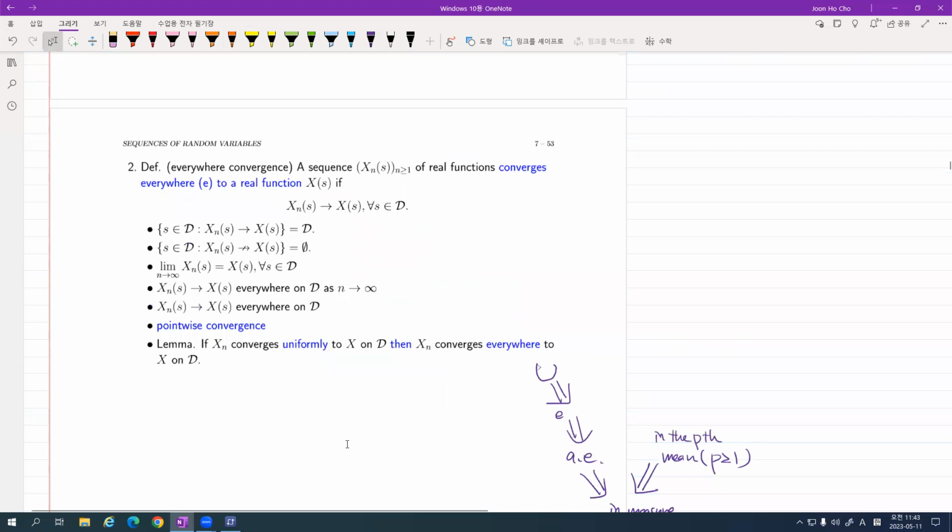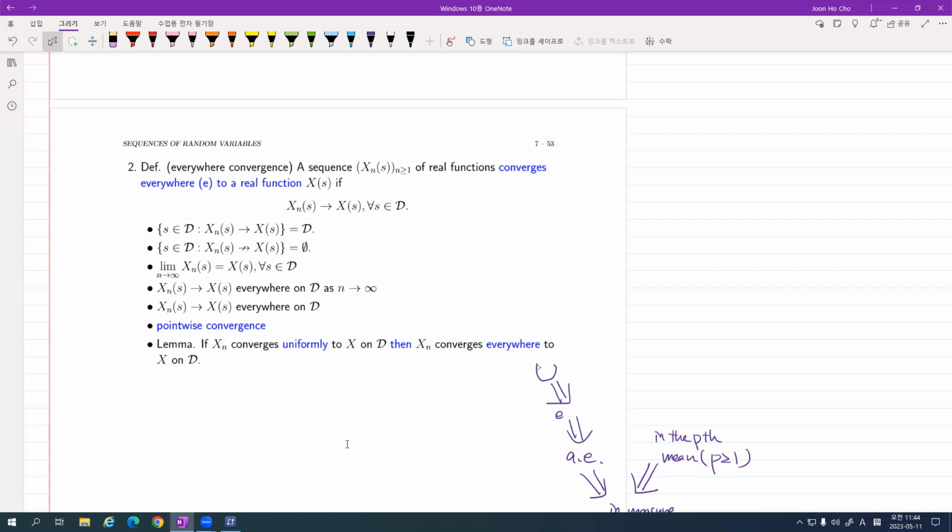Here goes the convergence everywhere, and you may say, wait a minute. When we talk about the equality of two functions, equal everywhere was the strongest definition, right? And we had almost everywhere, which is a slightly relaxed definition. But I just told you that uniform convergence is the strongest one, probably. And here goes the everywhere convergence. Strange. Now let's see the definition.